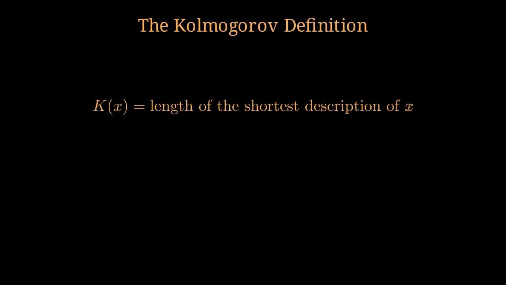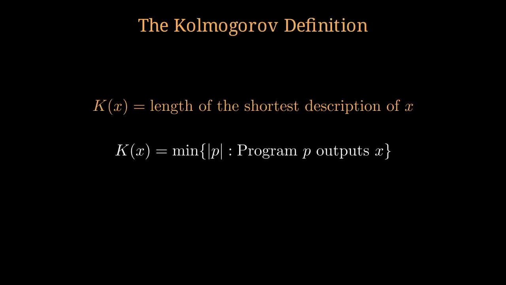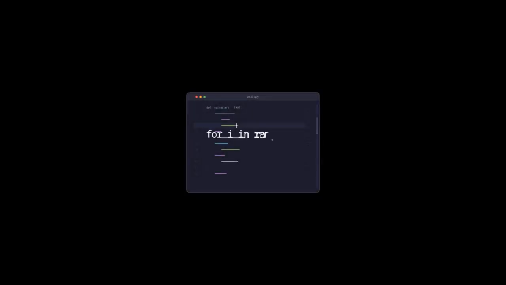Kolmogorov complexity defines information as the length of a string's shortest description. Within this logic, K of X is just the minimum-sized program capable of outputting our data. Complexity equals recipe length. To measure description length precisely, we use computer programs.